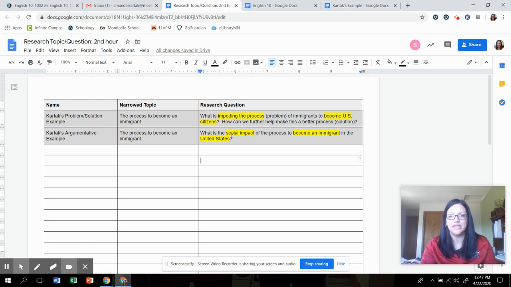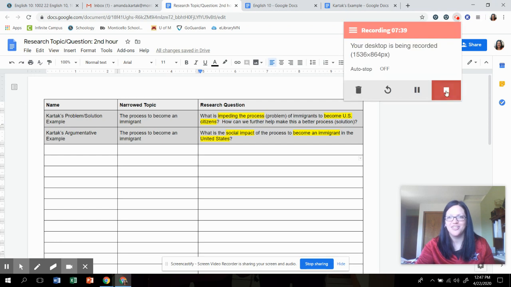But I hope this helped you understand how to come up with that research question, and that we will reference this and talk about this as we continue on when we start next week with finding sources. I hope that helped. Good luck narrowing down and coming up with a research question.